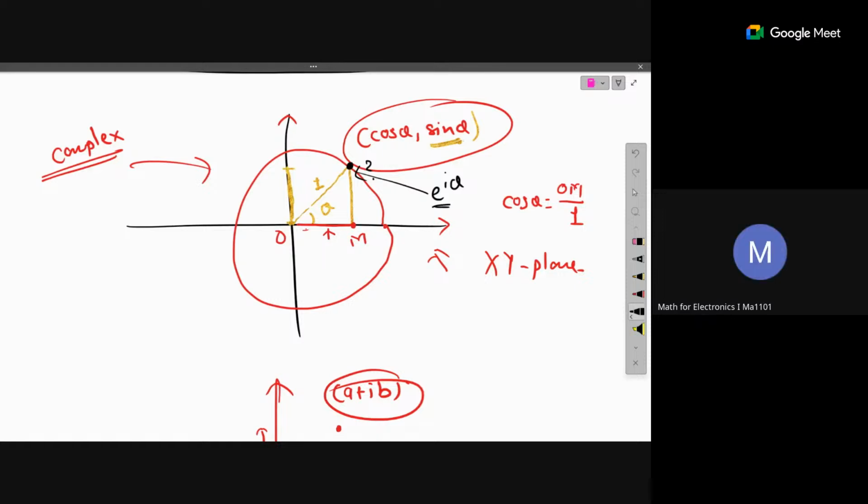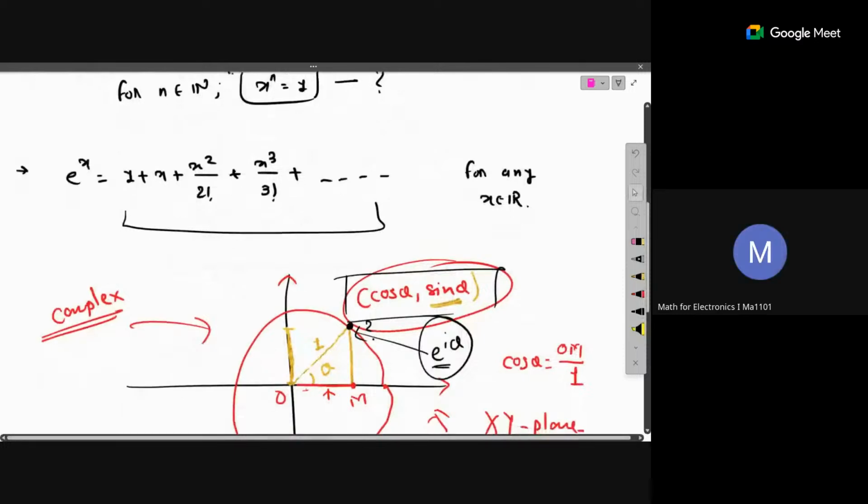So that's how we can relate our real-life trigonometric function with the complex number. And we have so many formulas for complex numbers, so we can derive certain trigonometrical properties with the help of complex numbers too.